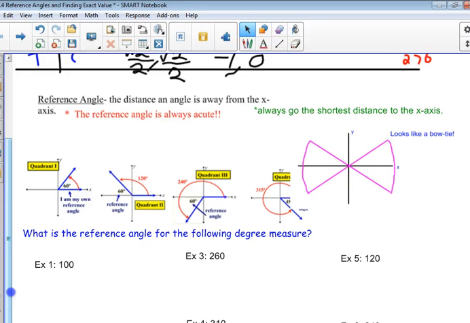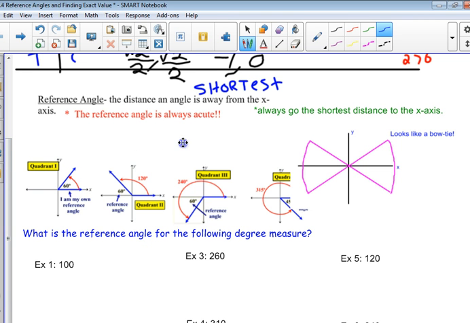Basically, a reference angle is always the distance you are away from the x-axis. And I'm going to say even the shortest distance to the x-axis. It's always an angle that's less than 90. It's got to be acute. Like this little angle in quadrant 1 right here is 60 degrees. If you're in quadrant 1, are you already acute? Yeah, you're already less than 90. So in quadrant 1, we could have just used our ordered pairs, right? It's already set for you because they're already their own reference angle.